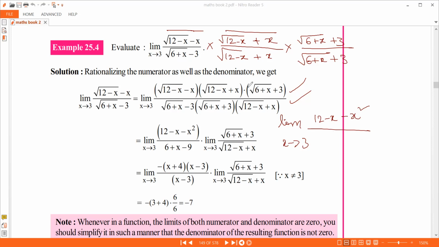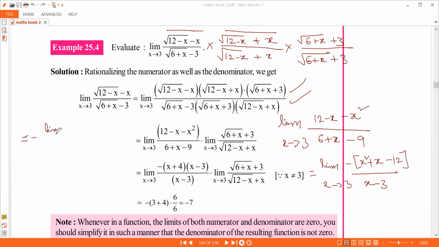Here, root of 6 plus x whole square is 6 plus x, minus 9. 3 square is 9. This is what you have. Now 6 minus 9 is minus 3. So you have limit x tends to 3. So in the denominator you have x minus 3 here. And if I take the negative sign on the top, I have x square minus x square plus x minus 12. If I take the negative sign, now it is negative, I can take out.